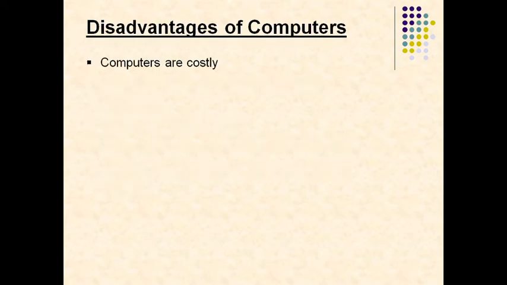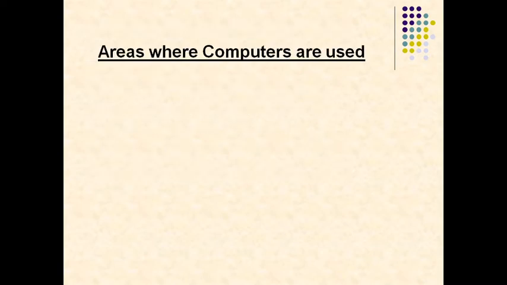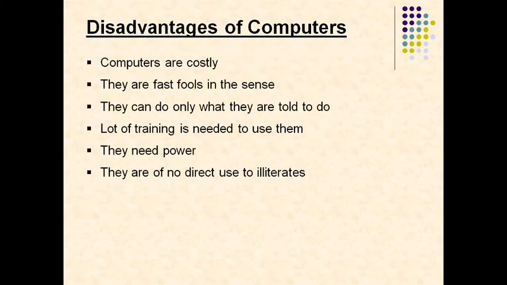Let us move to the next topic: what are the disadvantages of computers? So students, even though computers have several advantages, there are also some disadvantages. Okay, merits and demerits, you can say. The computers also have some demerits, disadvantages. So the first one is computers are costly, because computers are very expensive. The cost of computers will be more.